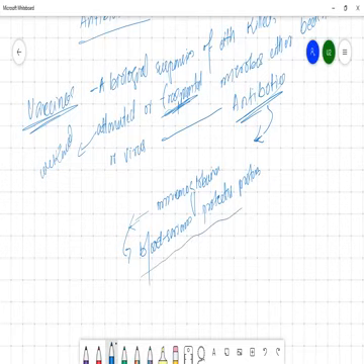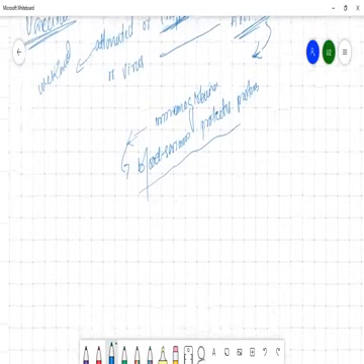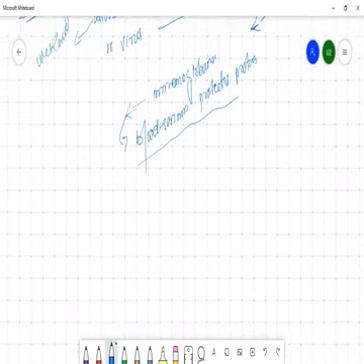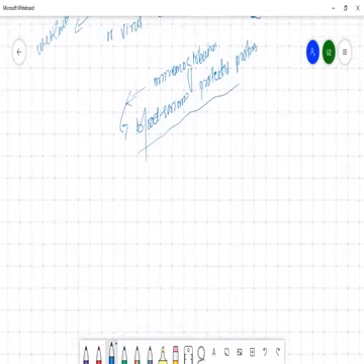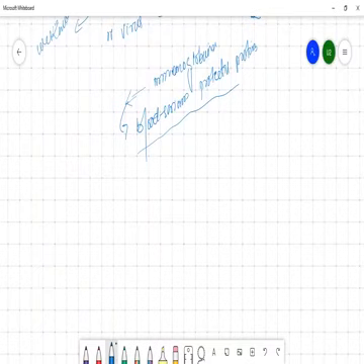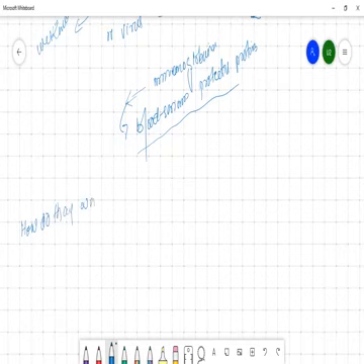That is about antibiotics. Now how do they work? How do they work?